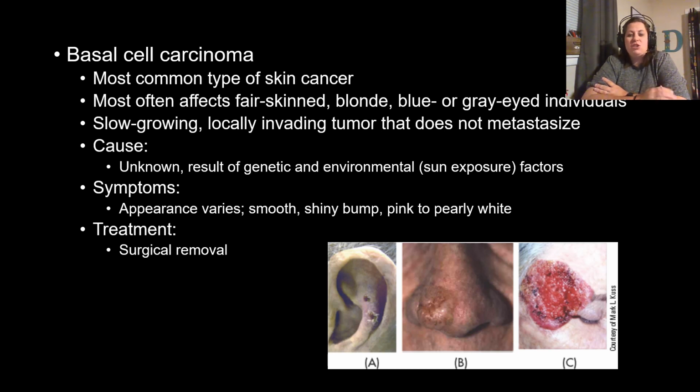They might be a shiny type of bump, pink to pearly white in color. So there's a lot of different appearances that it can have. Treatment, though, is surgical removal, and in this case a lot of times they will take off layer by layer until they get to a clean layer of tissue.